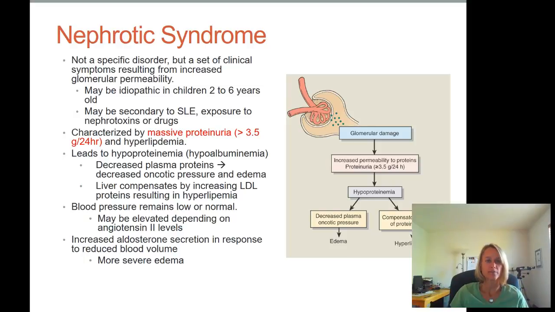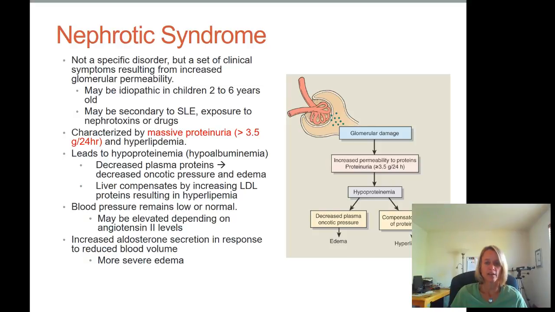Okay, nephrotic syndrome. So this also is not a specific disorder like nephritic syndrome, but rather a set of clinical symptoms resulting from increased glomerular permeability. It may be idiopathic in children 2 to 6 years old, may be secondary to lupus or exposure to nephrotoxins or drugs. But this is characterized by massive proteinuria of greater than 3.5 grams in a 24-hour period and hyperlipidemia.